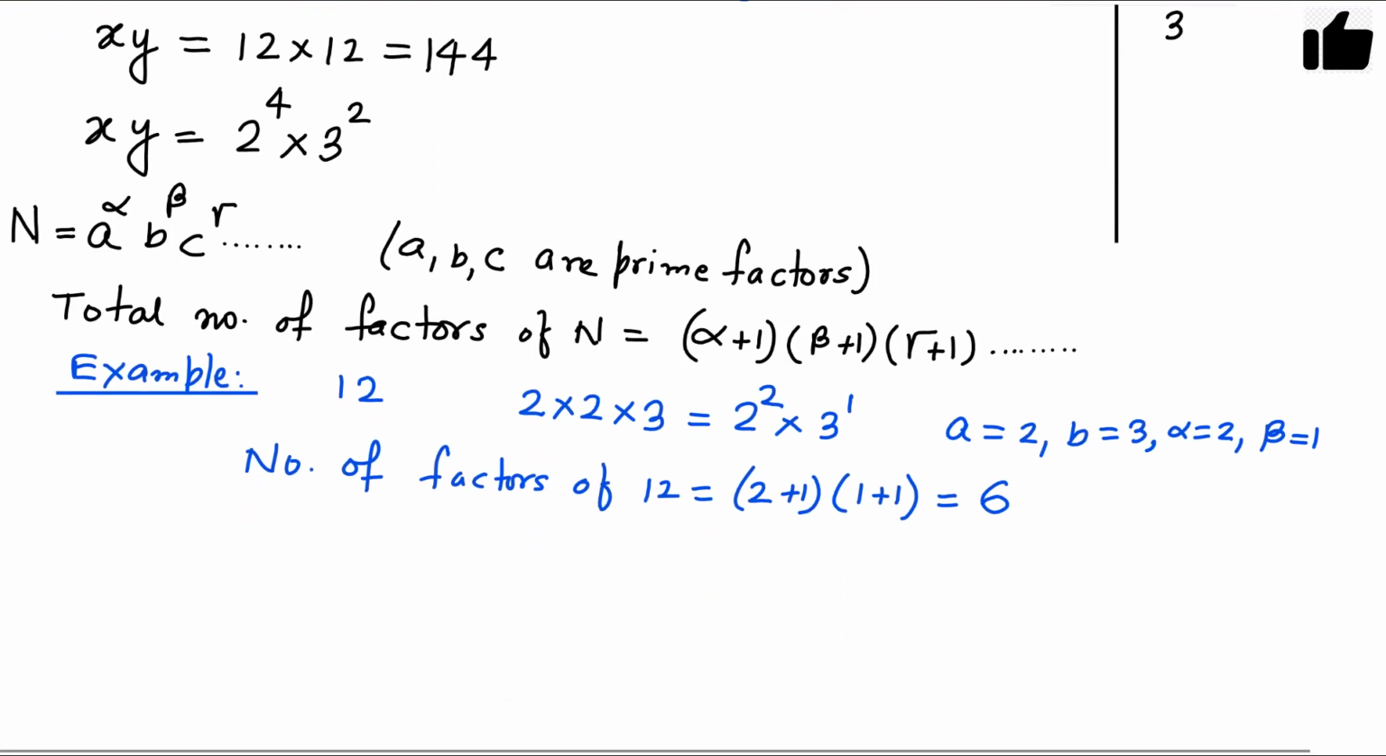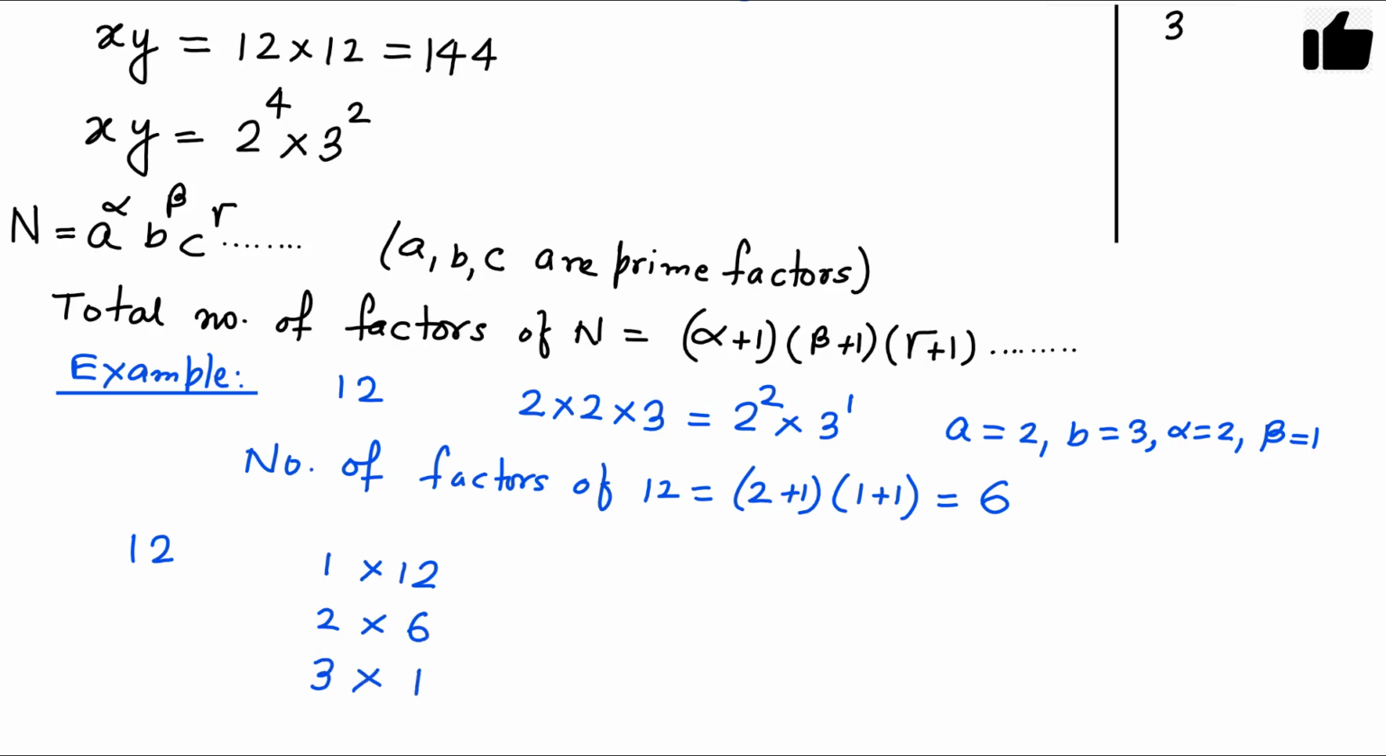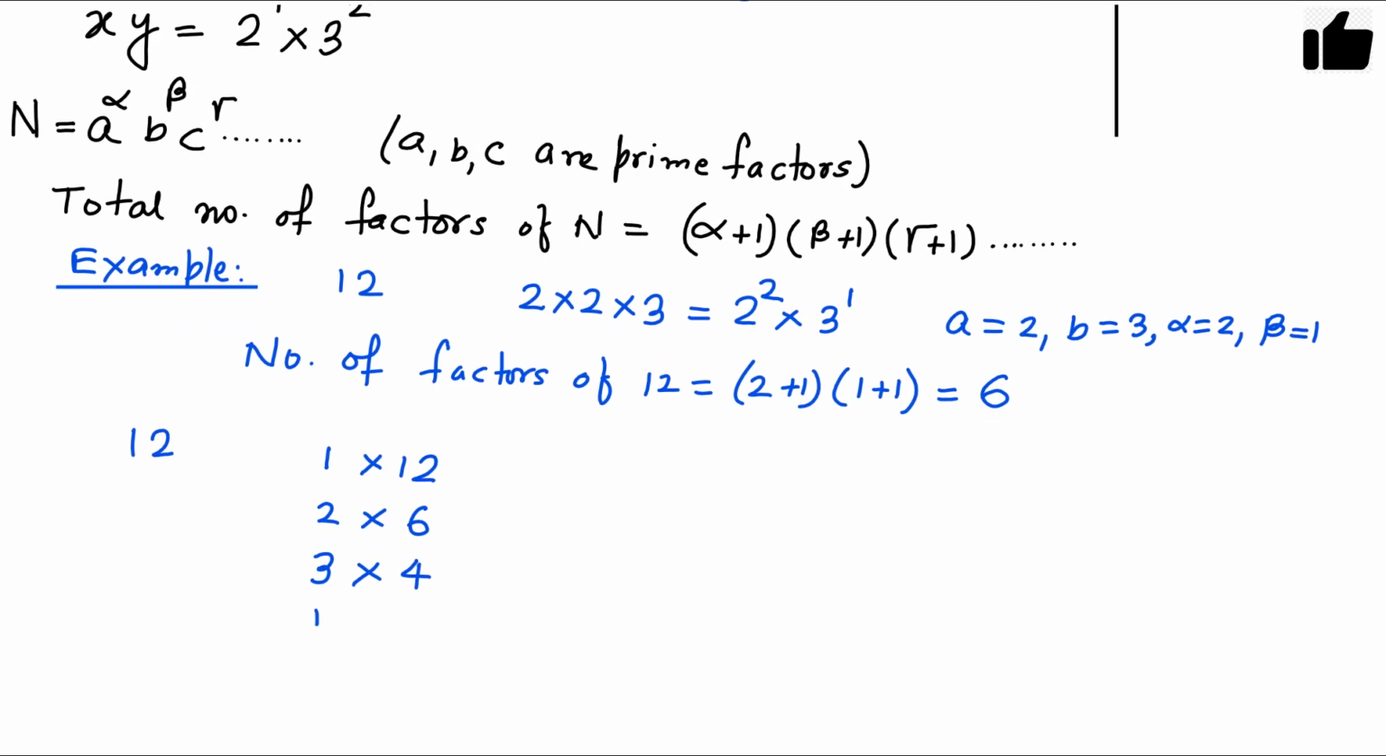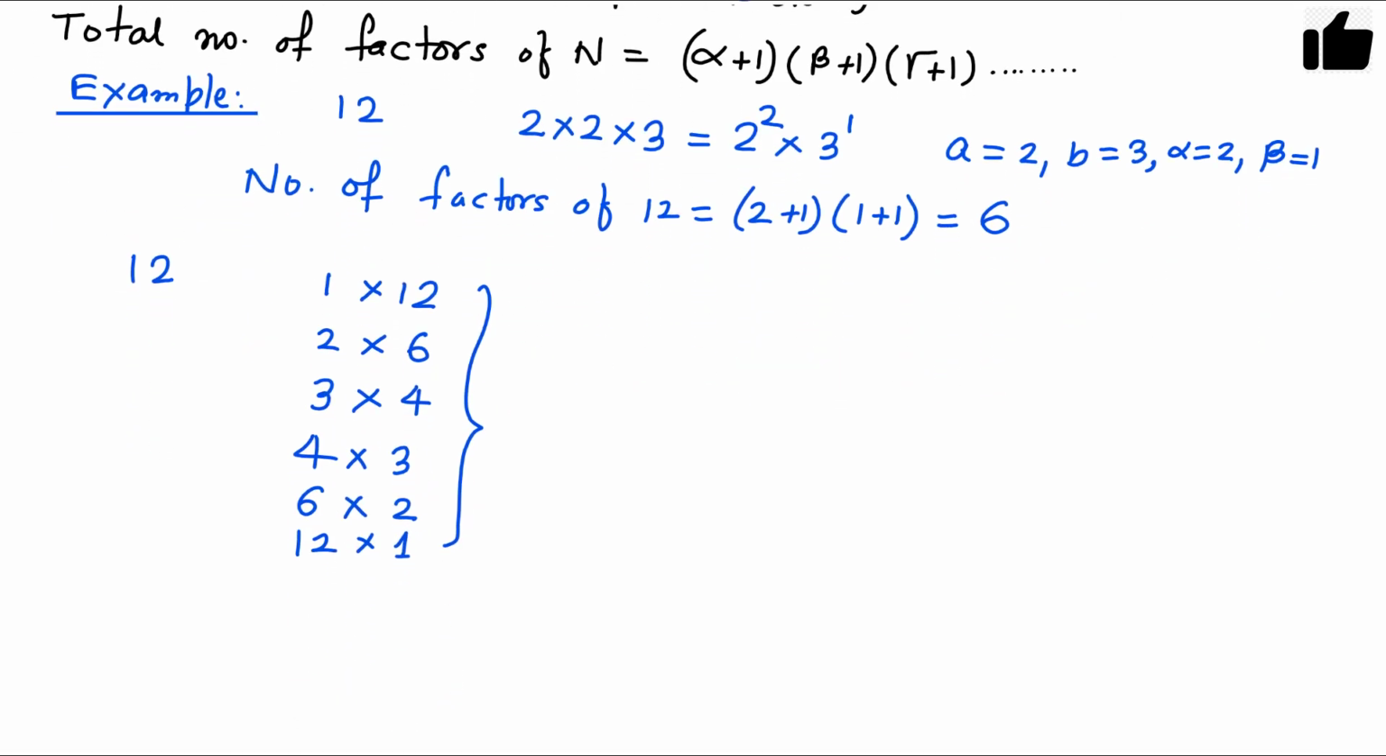What are these 6 factors? Let me write here. You can have 1 into 12, 2 into 6, 3 into 4, 4 into 3, 6 into 2 and 12 into 1. So you will have 6 factors in this case.